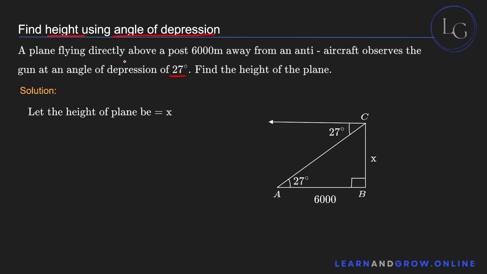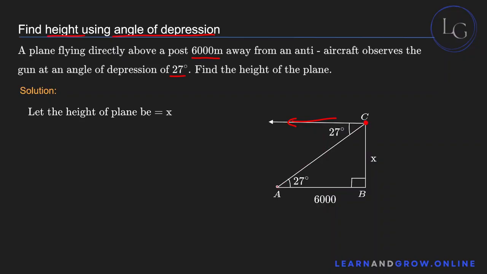It says that a plane flying directly above a post 600 meters away from the anti-aircraft gun observes it at an angle of depression of 27 degrees. So this is the aircraft, okay? And it observes the anti-aircraft gun at an angle of depression of 27 degrees. So the depression is 27 degrees below the angle at which the aircraft is moving, which is this line over here, right? So 27 degrees below this line.